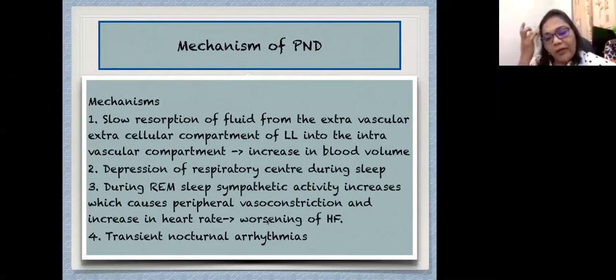So the most commonly implicated mechanism for PND is the slow resorption of fluid from the extracellular compartment of the lower limbs into the intravascular compartment, resulting in an increase in blood volume. Some other theories have also been proposed, which include depression of the respiratory center during sleep, and also, when the patient goes into REM sleep, the sympathetic activity increases, which can increase heart rate and cause worsening of heart failure. Also, transient nocturnal arrhythmias have been implicated in the mechanism of paroxysmal nocturnal dyspnea.